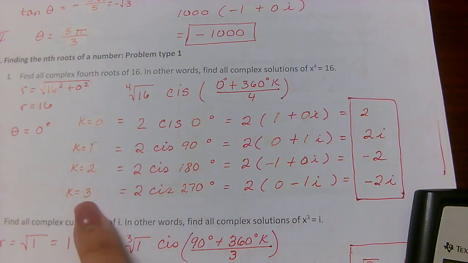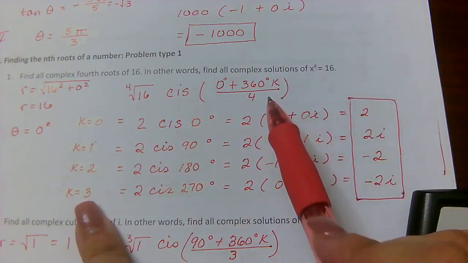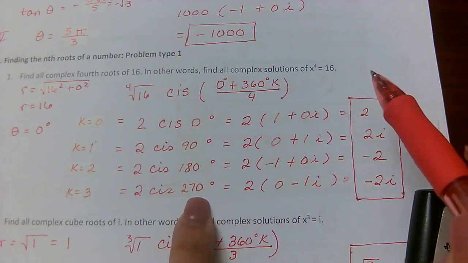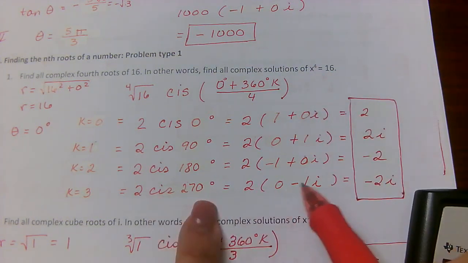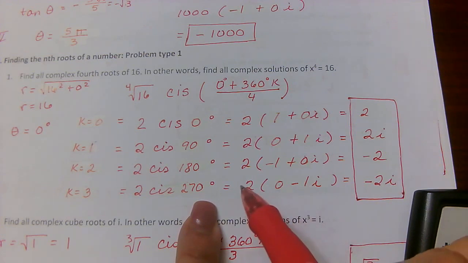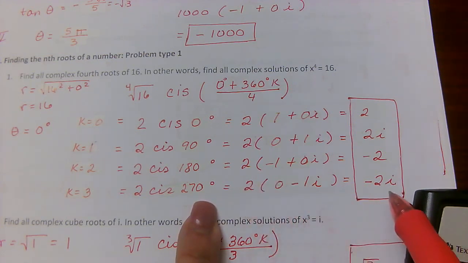Okay. k is equal to 3. Plug in a 3 here. You should get 270. And then go ahead and do cosine of 270, which is 0, and then sine of 270, which is negative 1. Distribute the 2, and you should get negative 2i.